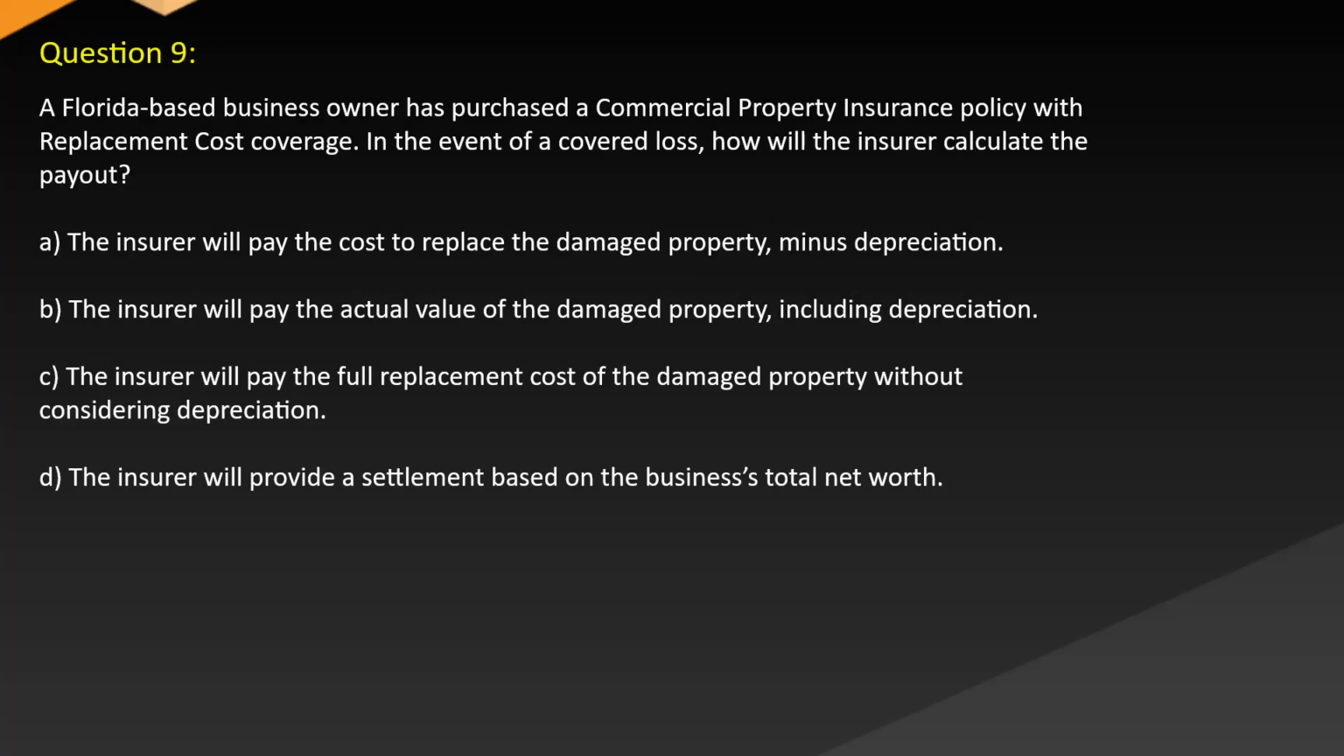Question 9. A Florida-based business owner has purchased a commercial property insurance policy with replacement cost coverage. In the event of a covered loss, how will the insurer calculate the payout? A. The insurer will pay the cost to replace the damaged property minus depreciation. B. The insurer will pay the actual value of the damaged property, including depreciation. C. The insurer will pay the full replacement cost of the damaged property without considering depreciation. D. The insurer will provide a settlement based on the business's total net worth.